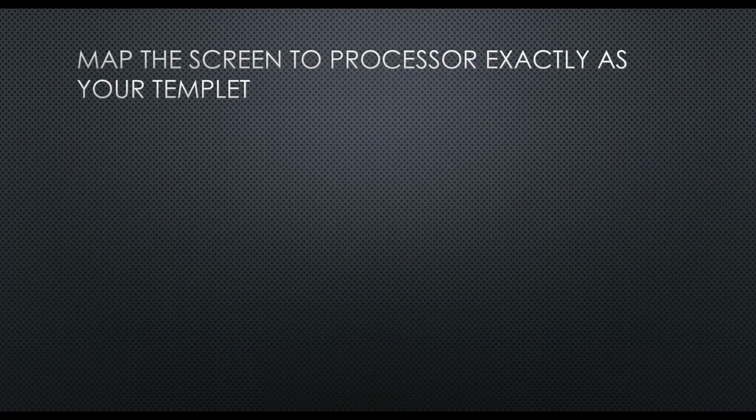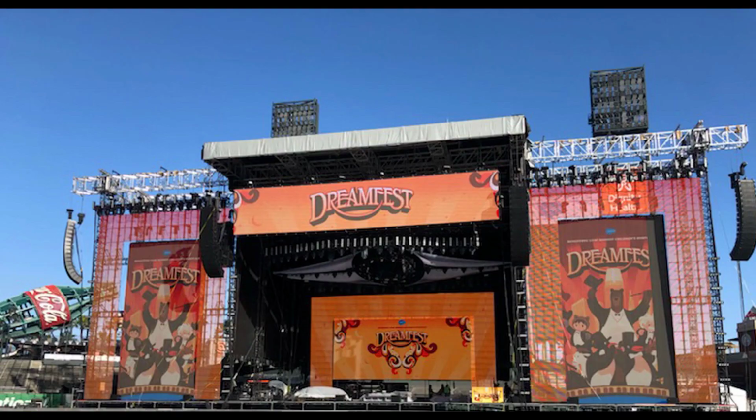So now let's take a look at this. Map the screen to the processor exactly as your template, and this is what you get. This is one of the stages we've done at Dreamfest in San Francisco last year. And you can see the Vanish 25 is a blow-through product, which is a see-through product, all the way around the actual CB8 product.